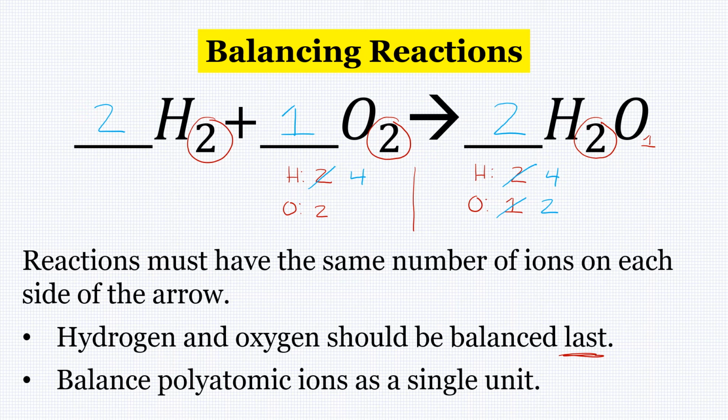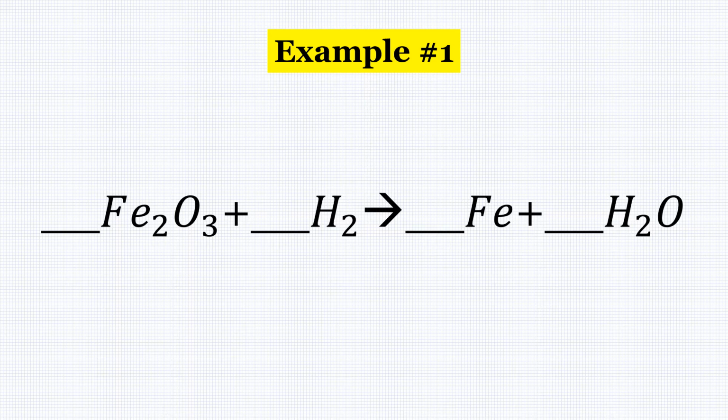All right, let's look at an example. I'm going to start by making my table first. I'm going to list out all of my ions. So I've got iron, hydrogen, and oxygen. We're going to balance the irons first because that's our rule. We always do hydrogens and oxygens last.